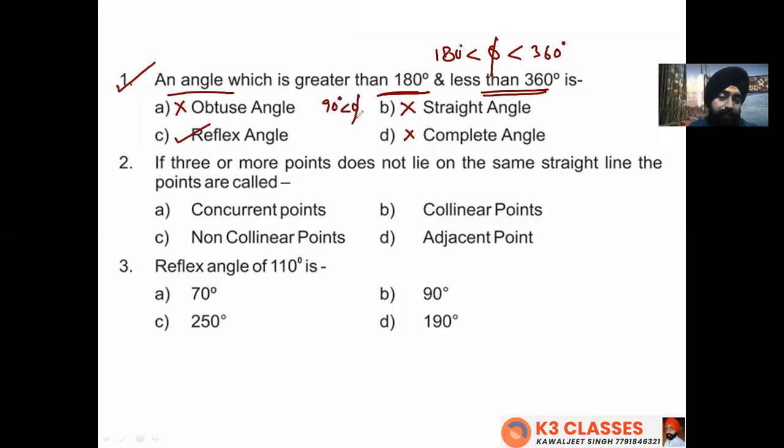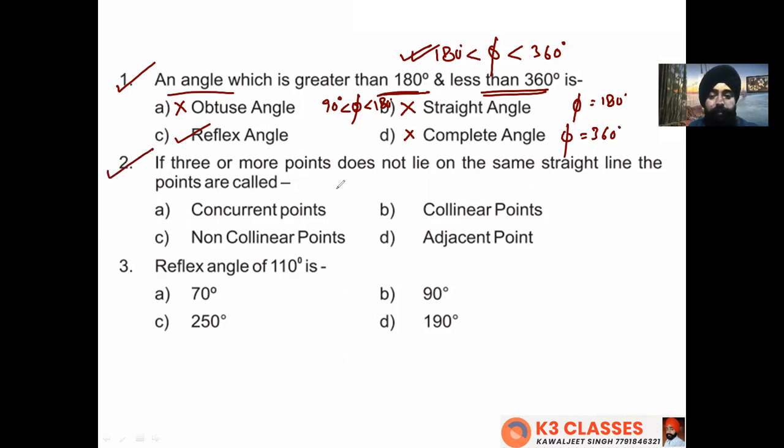Obtuse angle is greater than 90 and less than 180. Straight angle is exactly equal to 180. Reflex angle, this is the same condition we have studied. Complete angle, we have to study in the next slide, that is equal to 360 degrees. Okay. Next, question number two.